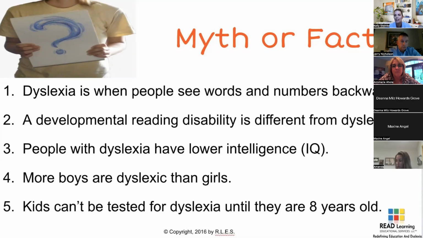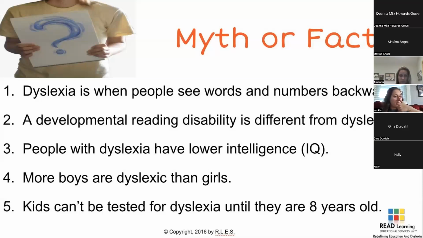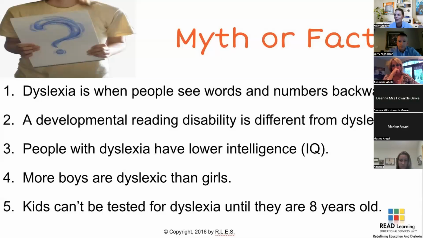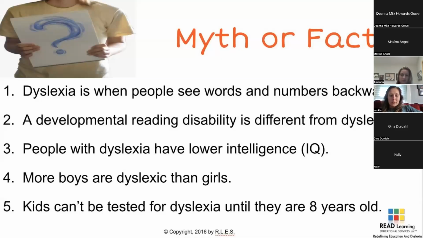Number 2, developmental reading disability is different from dyslexia. Might have to think about this one. What do you think? Is this true or false? If anyone wants to do our thumbs up, thumbs down, go right ahead. I see a thumbs up down at the bottom of the screen here. Okay. Anyone else have a differing opinion? Okay, this is false. This is false.